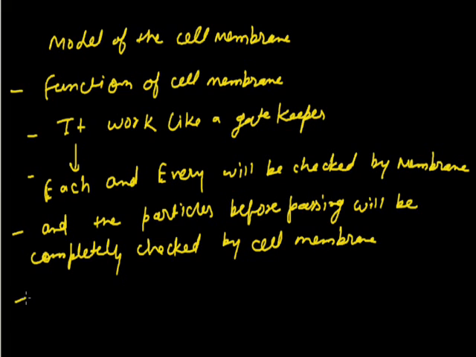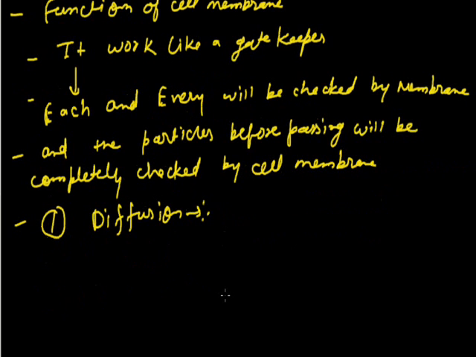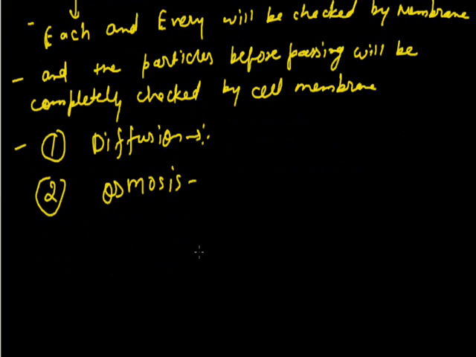Okay, let's start. There are two important processes by which particles move inside the cell, and we are very familiar with these processes. The first process is diffusion. By the process of diffusion, the particles will move inside the cells, and we have one more process, which is osmosis. With the help of these two important processes, particles will move inside the cell and also move outside the cell. Today we will first discuss the topic of diffusion.